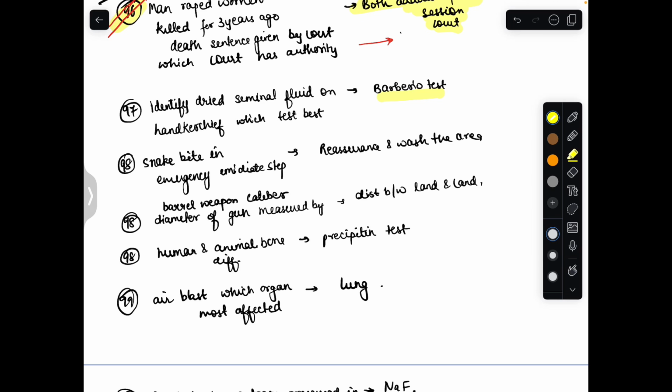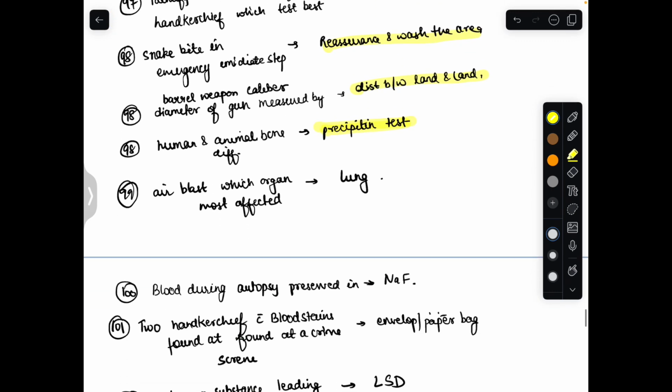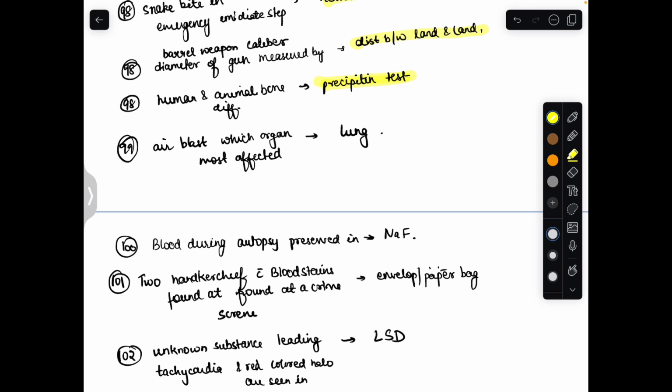Now for the next question, the caliber of a barrel weapon, the diameter of a gun, is measured by the distance between land and land. For differentiating human and animal blood, the precipitin test is used. By the precipitin test, we can differentiate human and animal blood.